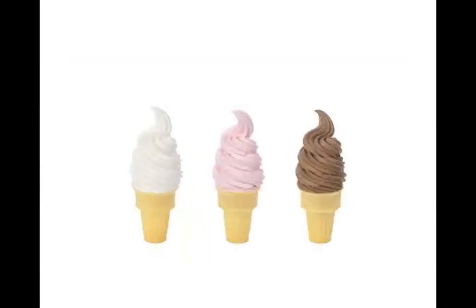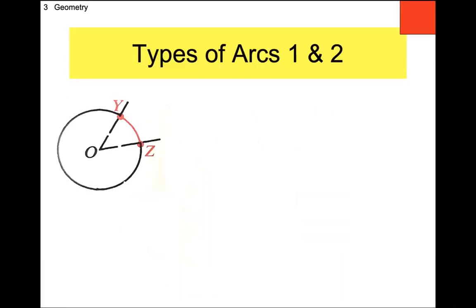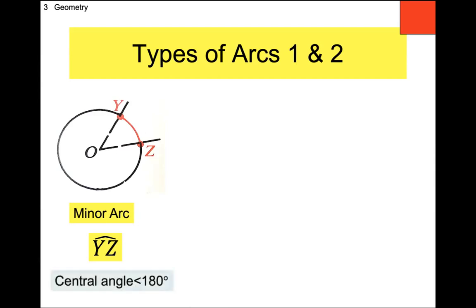All right, arcs come in 3 flavors. As always, here are the first 2 flavors. If the arc is less than 180 degrees, we call it a minor arc. All right, that makes sense. It's smaller than 180. We have a symbol for arc. The symbol for an arc is an arc. Put the arc over the 2 letters, and that is arc YZ, or minor arc YZ. All minor arcs are less than 180 degrees. Remember, 360 degrees would be a full circle. So that's flavor number 1, minor arcs.